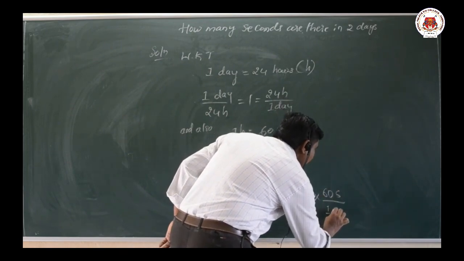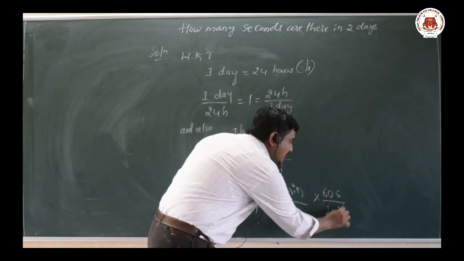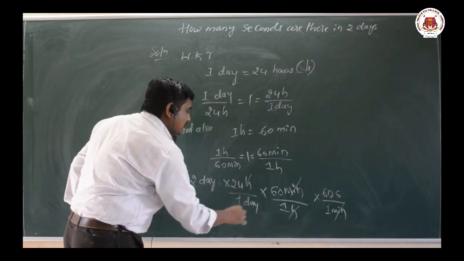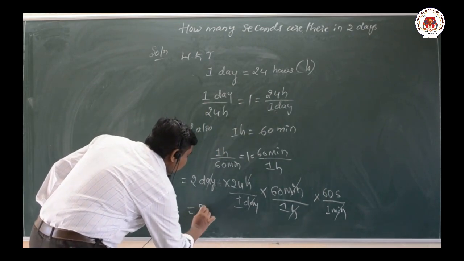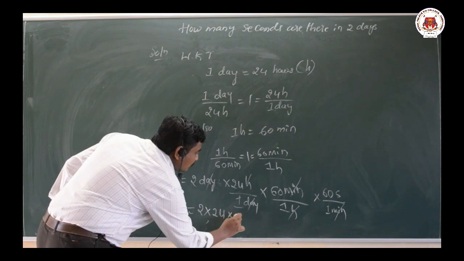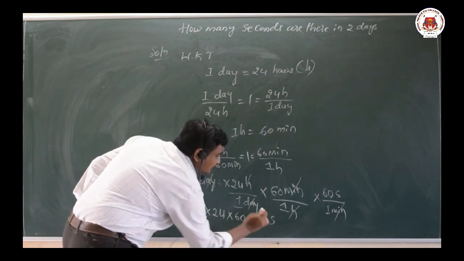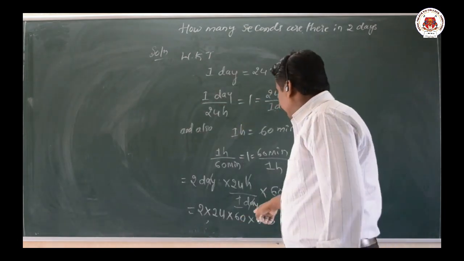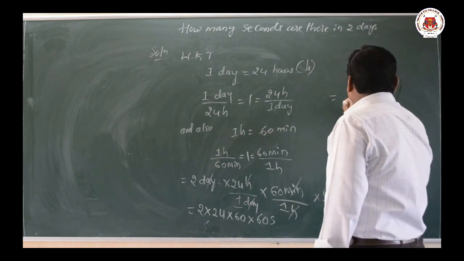That is 1 minute equal to what here? 60 seconds. This minute cancels, this hour cancels, this day cancels. Now here the value becomes 2 into 24 into 60 into 60 seconds. Now after calculating this you will get what here?